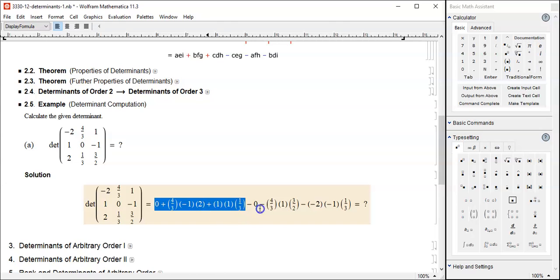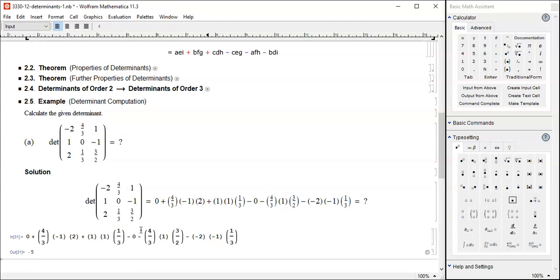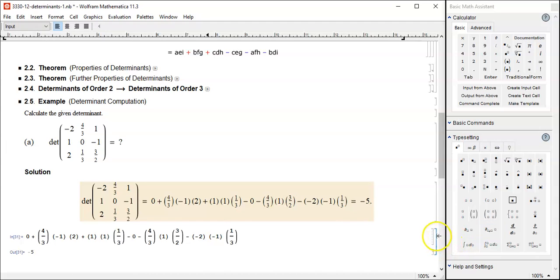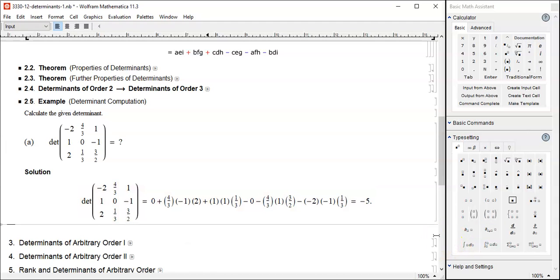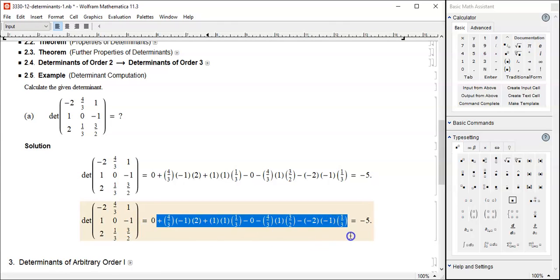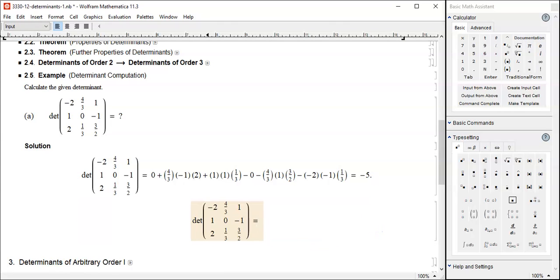And this computation is going to be the determinant. Turns out to be negative 5. Okay, that's one way to calculate the determinant. Here's another way to calculate the determinant. Get the row and then the first number and the rest. First number, cross, and then the rest. Third number, cross, and the rest.